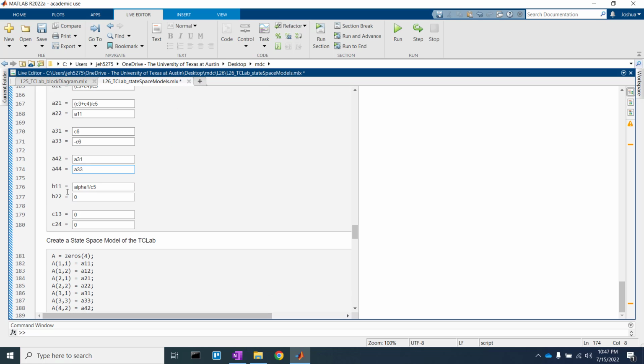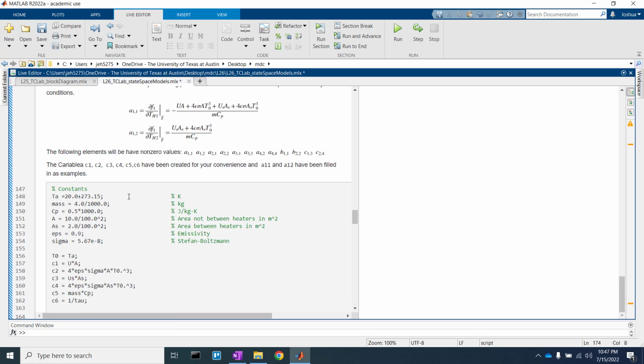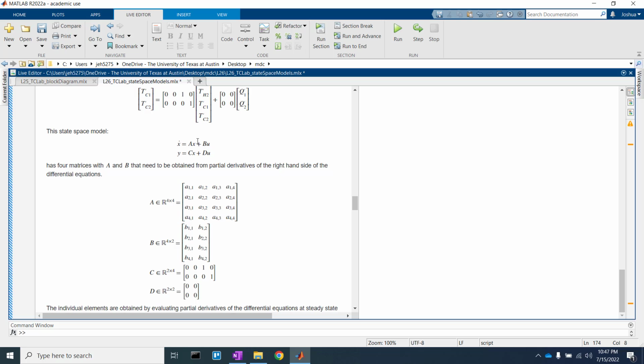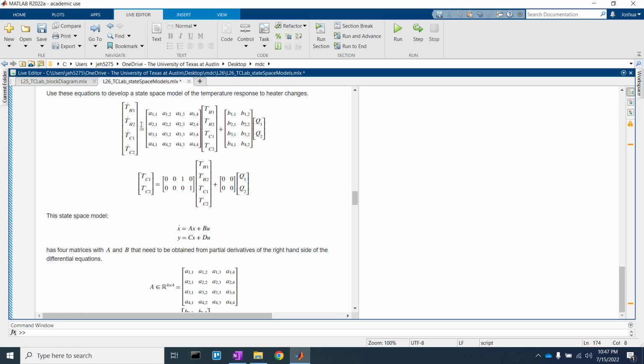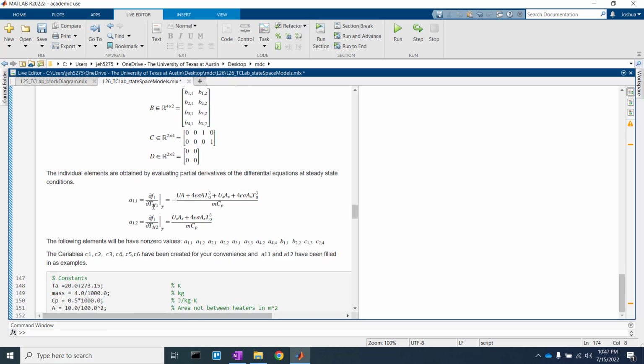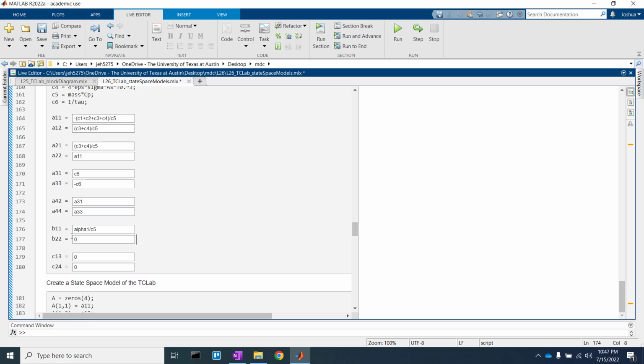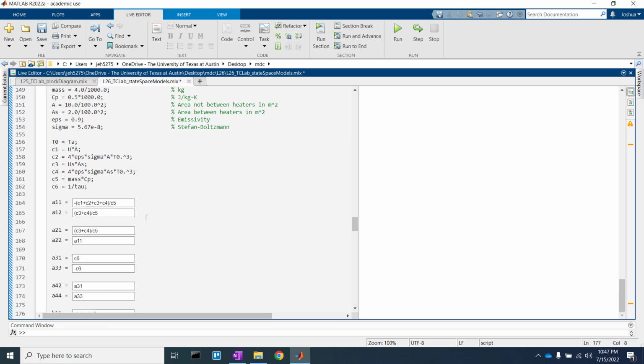Finally, we have C13 and we have B22. Forgot about that one. B22 is going to this one right here. It's how heater number 2 affects the temperature of H2. Well, that's just alpha 2. We can do that easy. Alpha 2 divided by mass and divided by heat capacity, or C5.